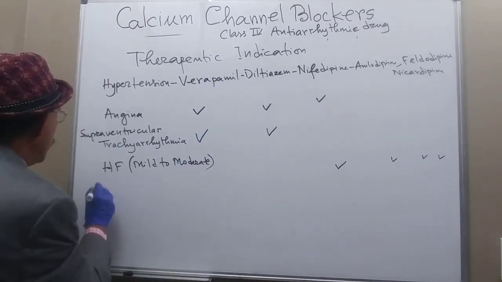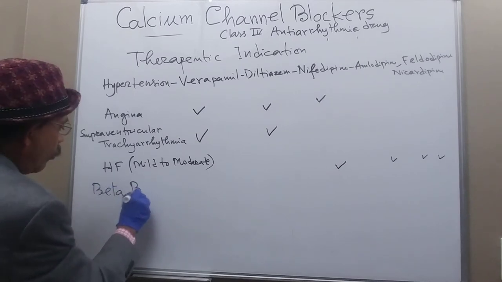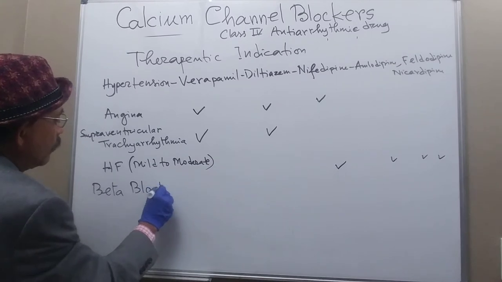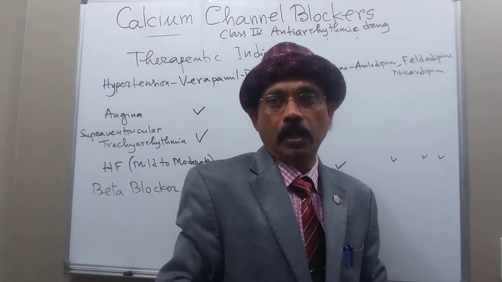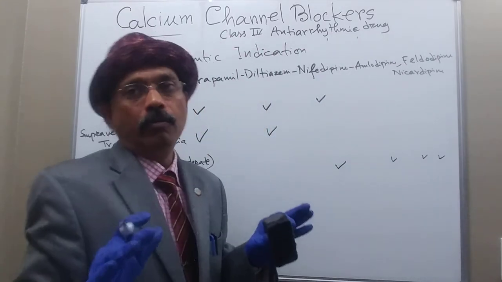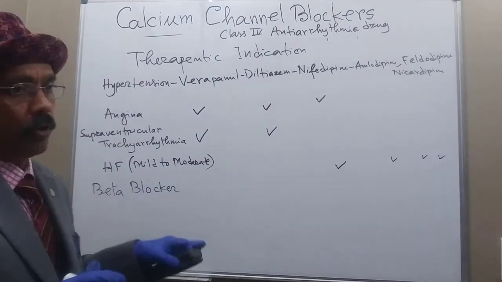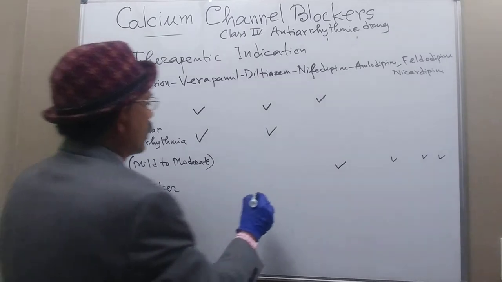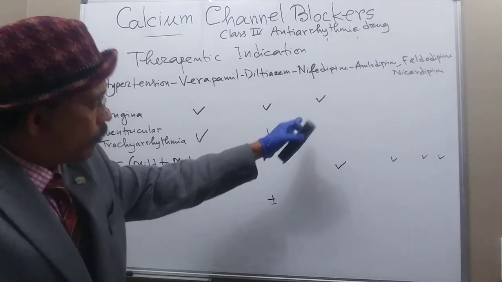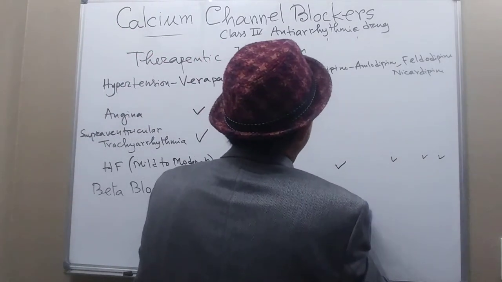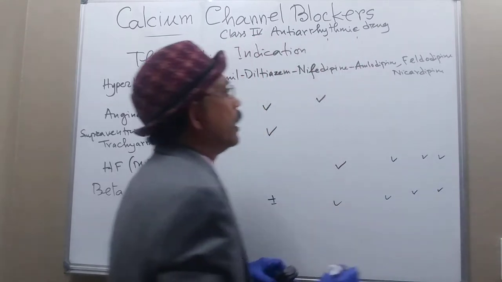Along with a beta blocker, sometimes a person needs more than one antihypertensive drug. Beta blocker is a relative contraindication, especially for verapamil. For verapamil, no. We should not give the beta blocker. But in case of diltiazem, it may be plus minus. It can be given with caution, no doubt, with nifedipine, amlodipine, felodipine, and nicardipine.